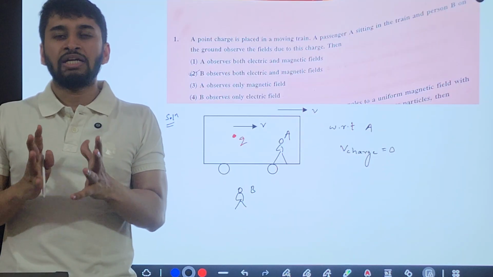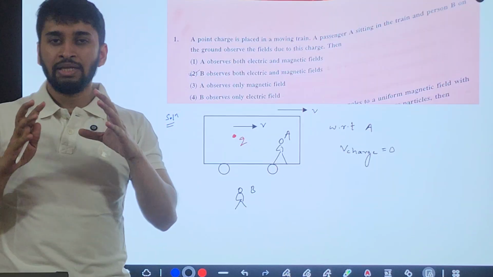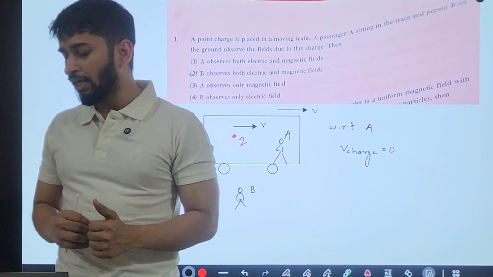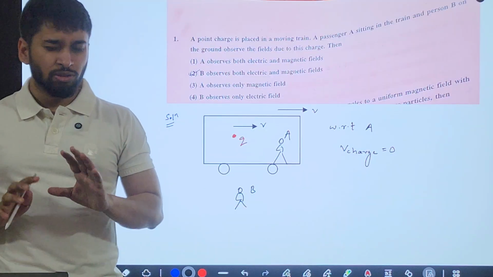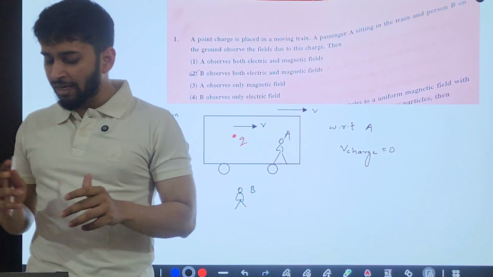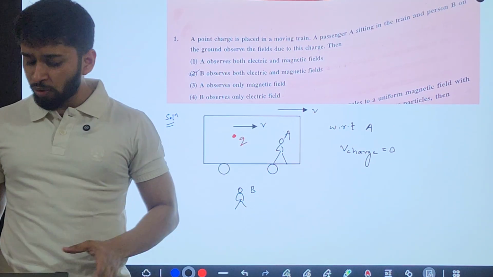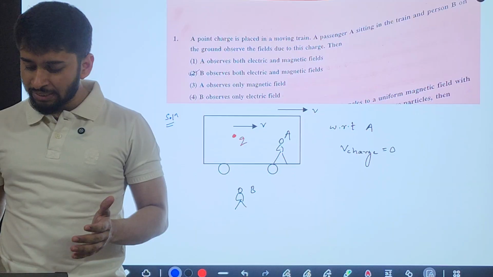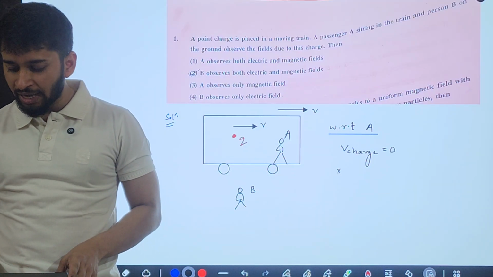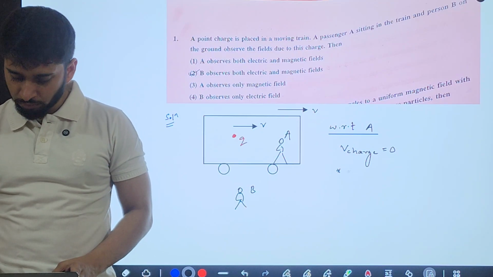If you want to dive deep into this concept, you can refer to the David J. Griffiths book. There they have explained it in detail. You will not find this kind of content in normal books in general, but it is there in that book. So this question, I will say, is slightly thought-provoking, but again not very difficult as such. So the very first question, in frame of A, charge is at rest. So since charge is at rest, only electric field will be there, right? Only electric field. Great.